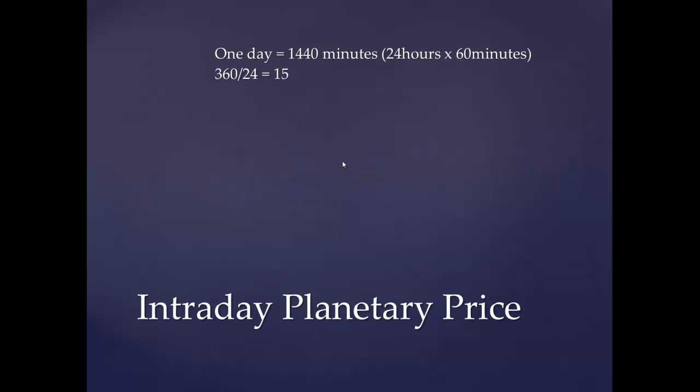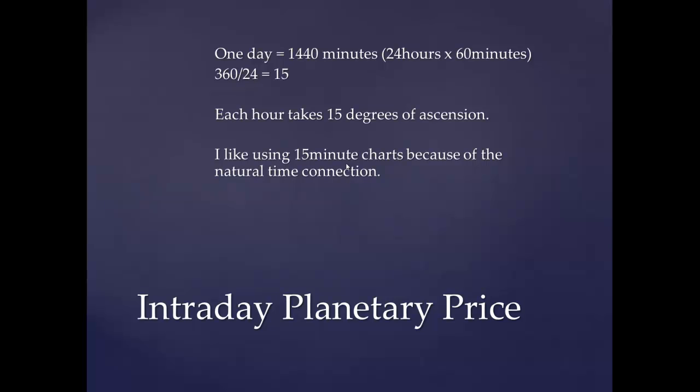In a day we have 1,440 minutes, which is 24 hours times 60 minutes. When you divide that circle, the whole day, which represents 360, by 24, we have 15. So each hour takes 15 degrees of ascension, that's astrological ascension. I like using the 15-minute charts because of the natural time connection. 60 minutes divided by 15 is 4, and the total number of bars in 24 hours is 96. That's just something to work with if you're interested in this sort of thing.